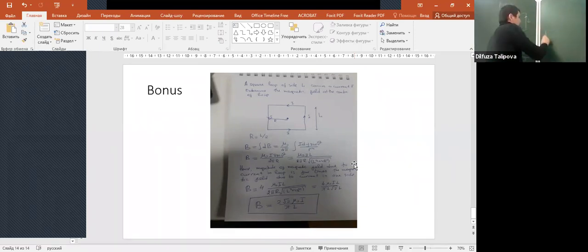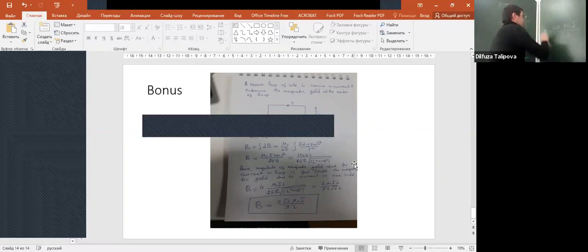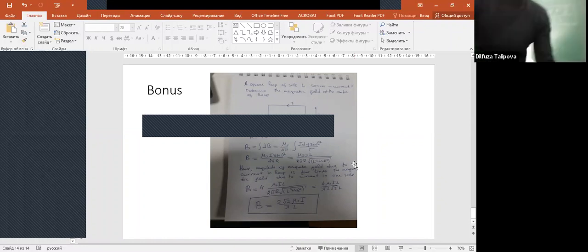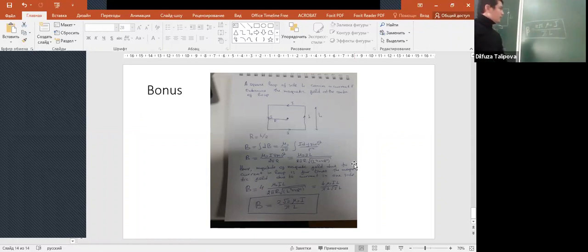So the magnetic field is equal to 2 square root of 2 multiplied by mu 0 multiplied by I, which is current, divided by pi L. Remember these equations, please. So B is equal to 2 multiplied by square root of 2 multiplied by mu 0 multiplied by current divided by pi L.